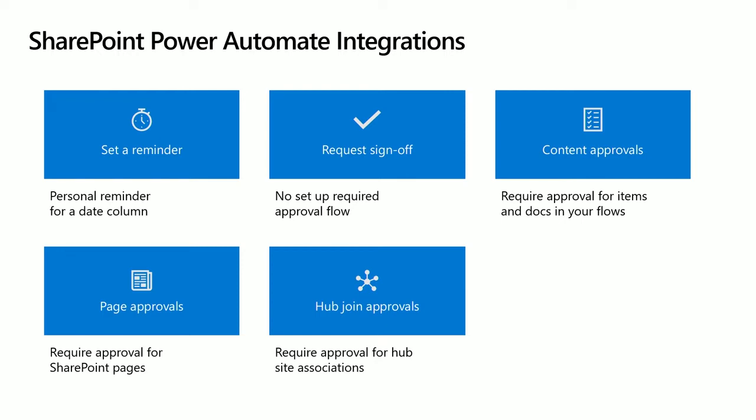You can create a personal reminder for a date column. If you have a date column and go to the Automate menu, you'll see a set a reminder option. It's a very quick way to say, hey, something is coming up, remind me 5 days in advance, right? So you can create those reminders. Request sign-off is a no-setup-required approval flow. It does not use content approval, but keeps it really simple and is available for everybody to quickly request approvals or sign-off on a specific file or list item that you have in a list or library.